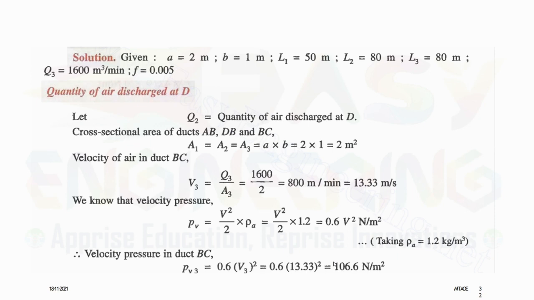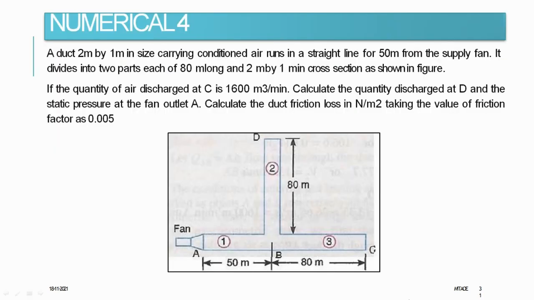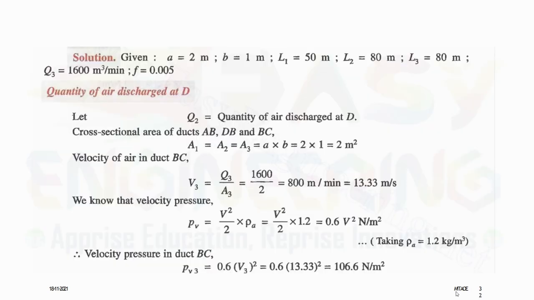Now the quantity of air discharged at D. We have to find the quantity of air discharged at D. D is the outlet section at the end of the third branch. Now the cross-sectional area of ducts AB, BD and BC: we have all the cross sections the same, given as 2 meter square. Then the velocity of air in duct BC. So the large duct is BC.